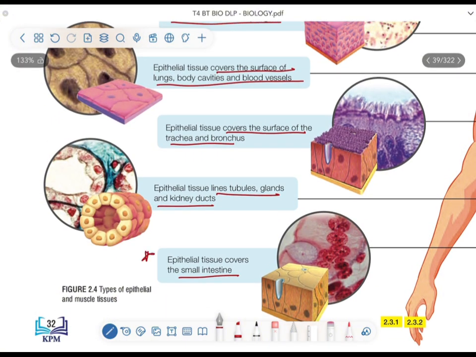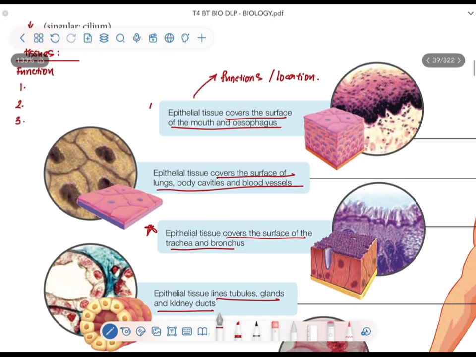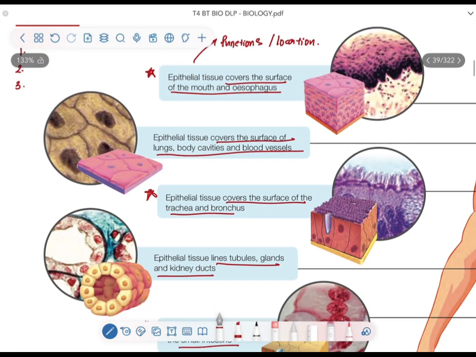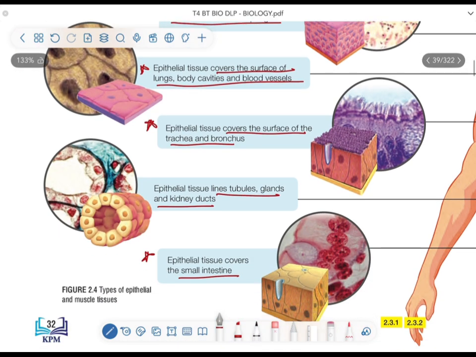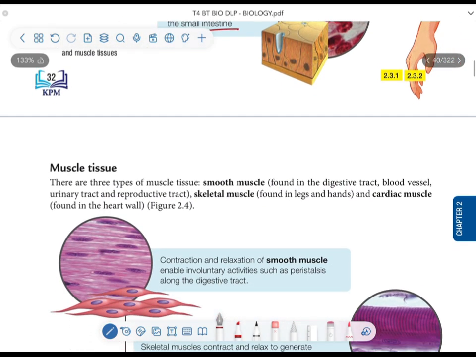So for me, the ones that I put a star on are the things that you need to know at least. You don't need to memorize all, but you just remember a few of them, which are the lung, trachea, bronchus, and small intestine, which usually come out in the exam.